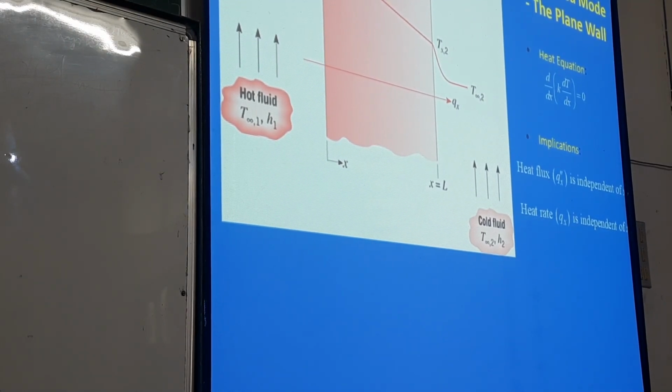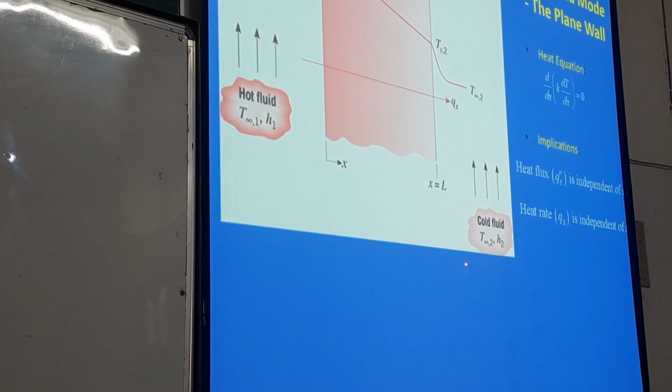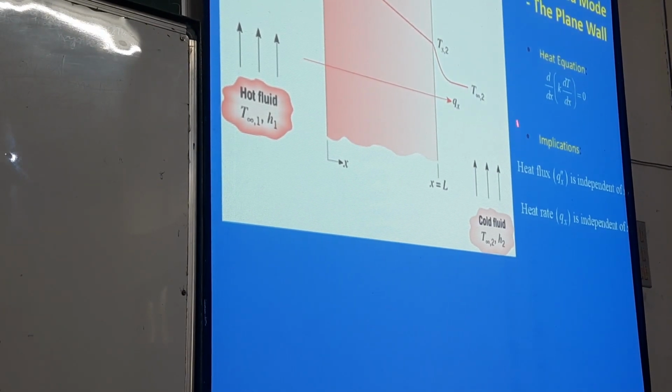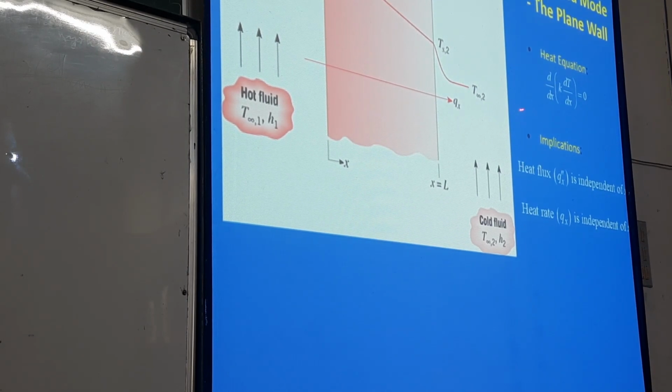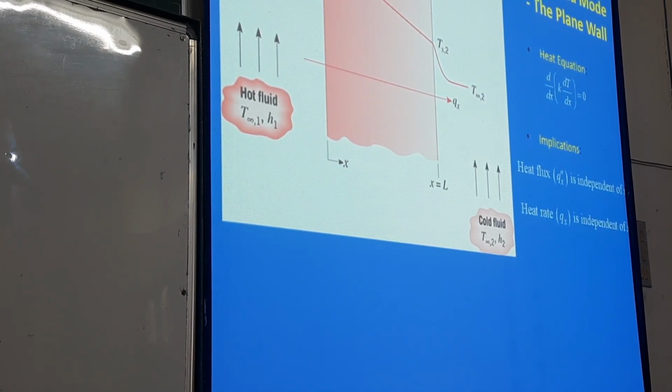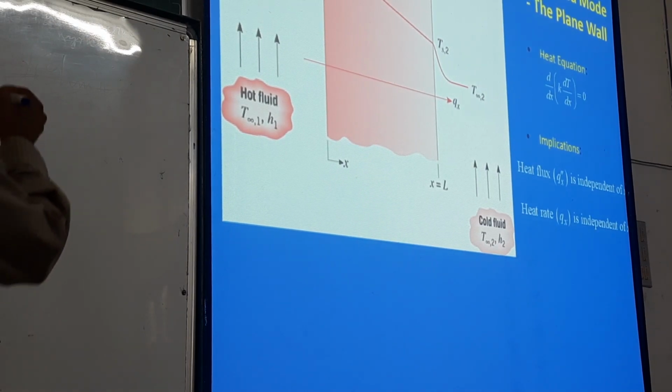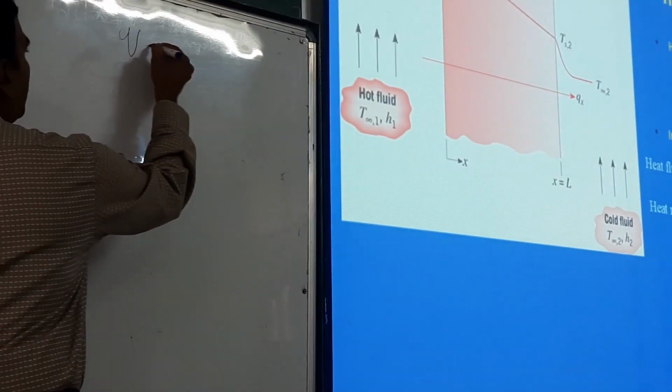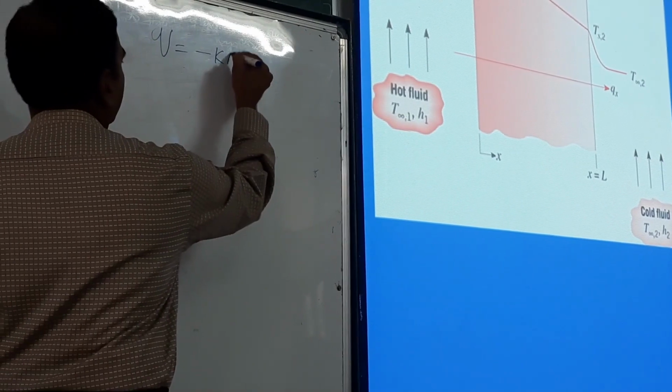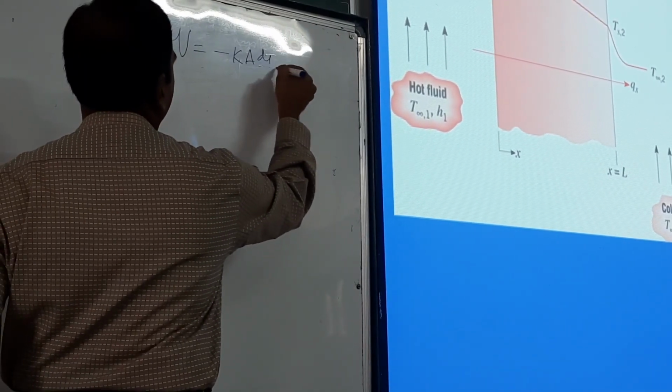can't you switch off this fan? For one-dimensional steady state heat transfer without any internal heat generation, this is the equation. Now tell me, what is this k into dt by dx? When q is equal, right, minus k dt by dx.